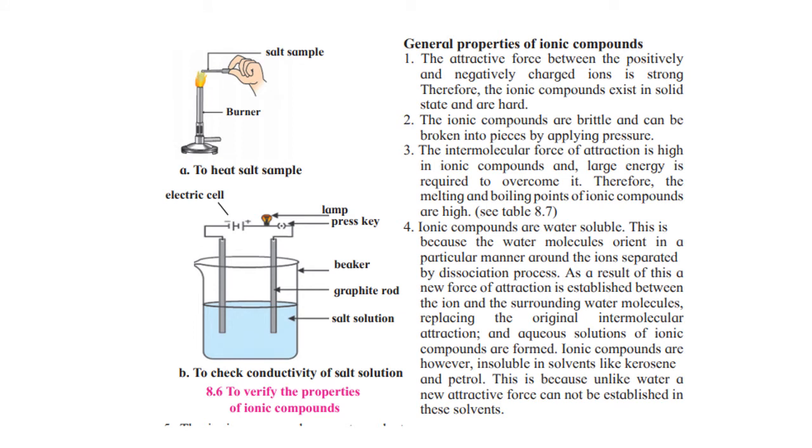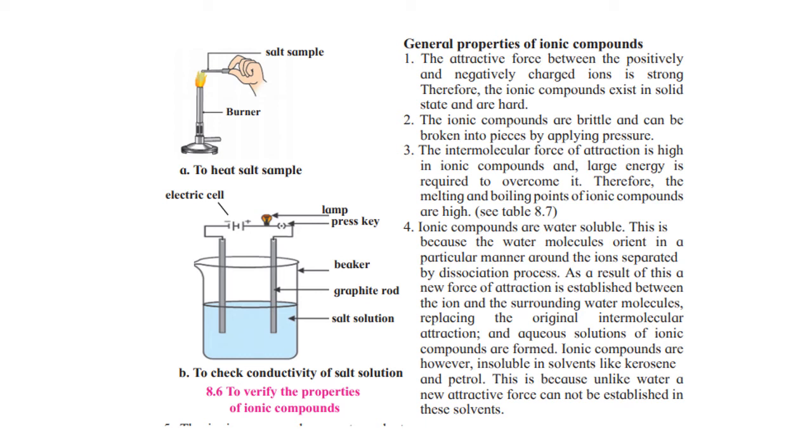So, to see the general properties of ionic compound, the first one, the attractive force between the positively and negatively charged ion is strong. Hence, most of the ionic compound exist in a solid state and they are hard. The ionic compounds are brittle and can be broken into pieces by applying pressure. The intermolecular force of attraction is very high and large energy is required to overcome it. Therefore, the melting and boiling point of ionic compounds are also very high.